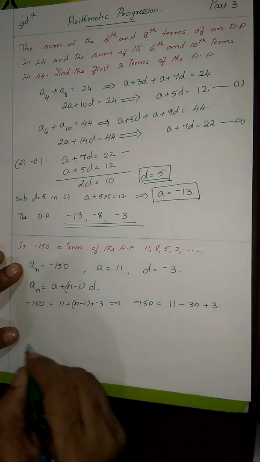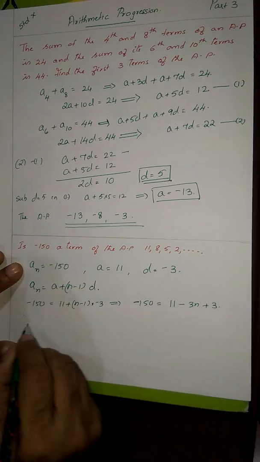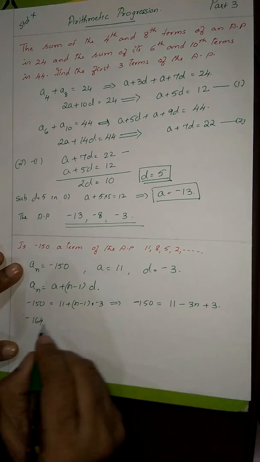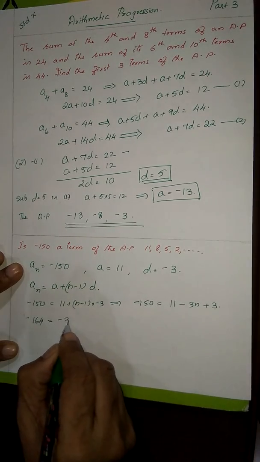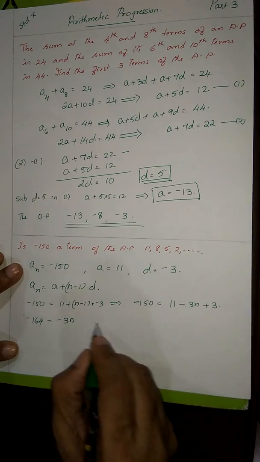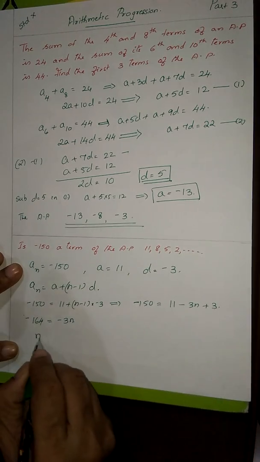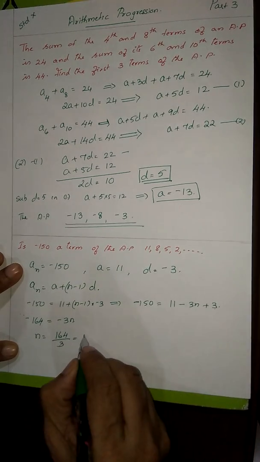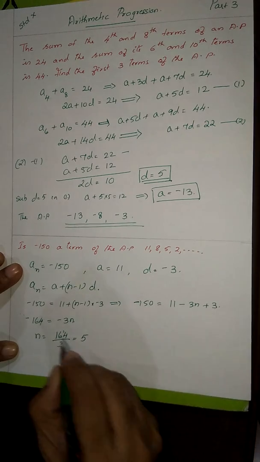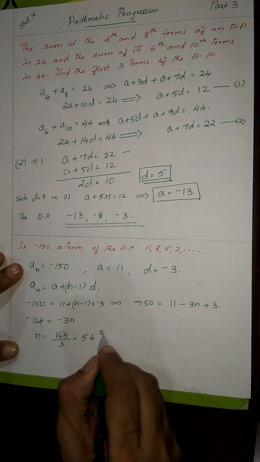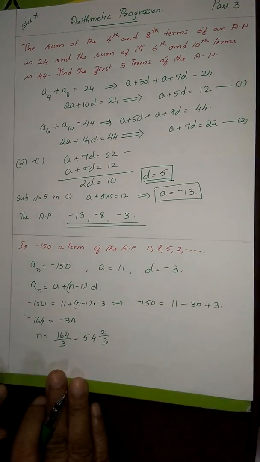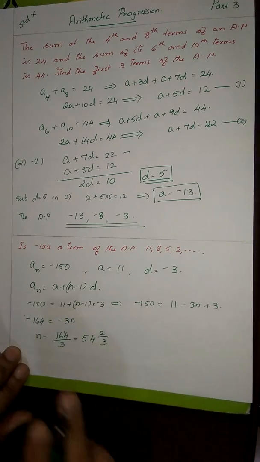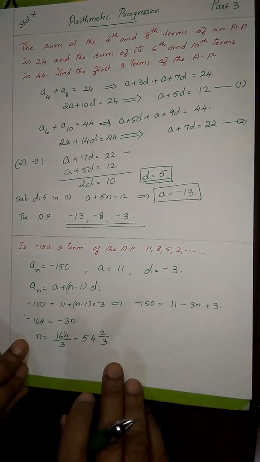So bringing it to this side, minus 14. So this will become 164. Minus 164 is equal to minus 3n. So n is equal to 164 by 3. So you get 54 2 by 3. So n is equal to 54 2 by 3, you get a fraction.